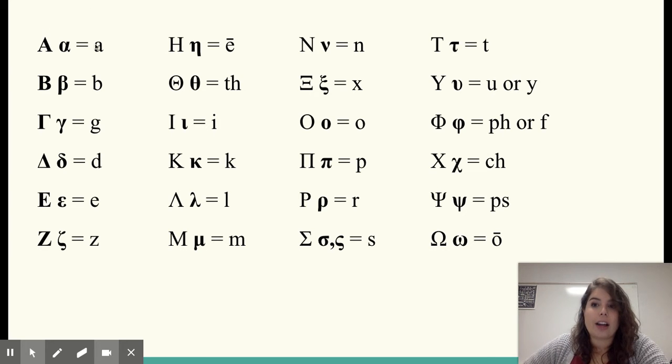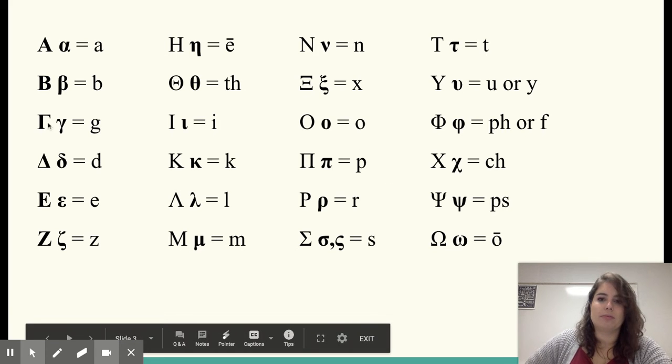So alpha, the closest equivalent is our English letter A, beta is B, gamma is G, delta is D, epsilon is short E, zeta is basically like our English letter Z, eta is a long E, theta is like a TH, iota is like an I, kappa is K, lambda is L, mu is M, and so on and so forth. Again, a couple of them require two letters in English, like chi or psi or theta. So those ones require two letters in English. Keep that in mind.